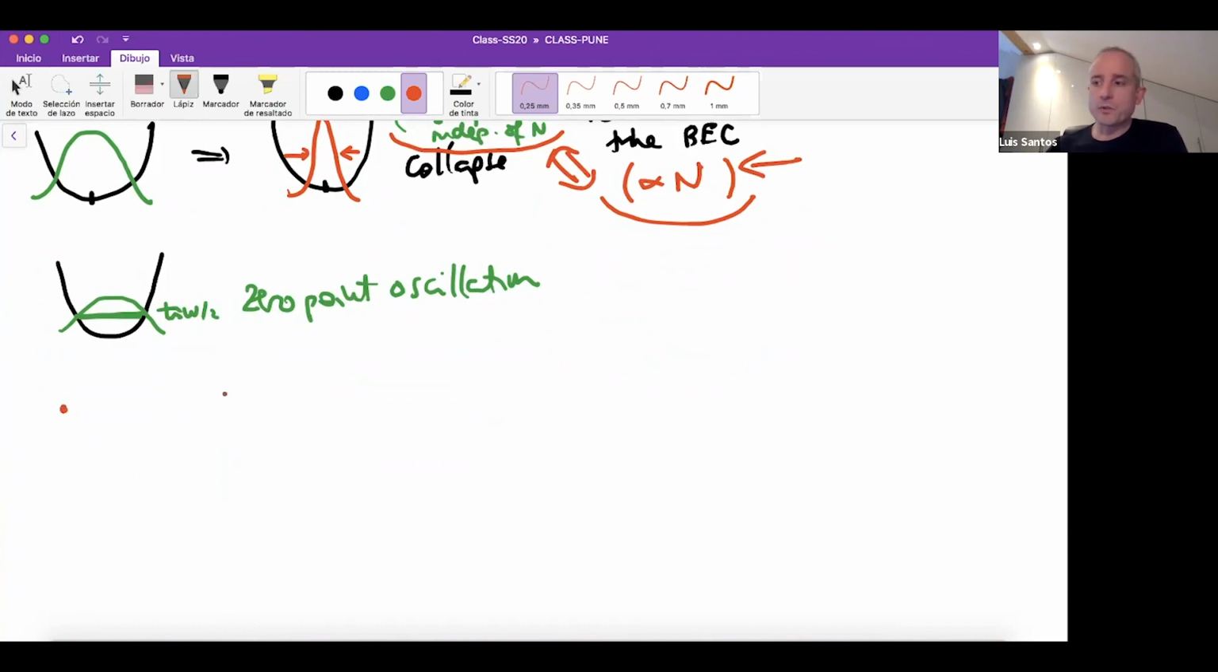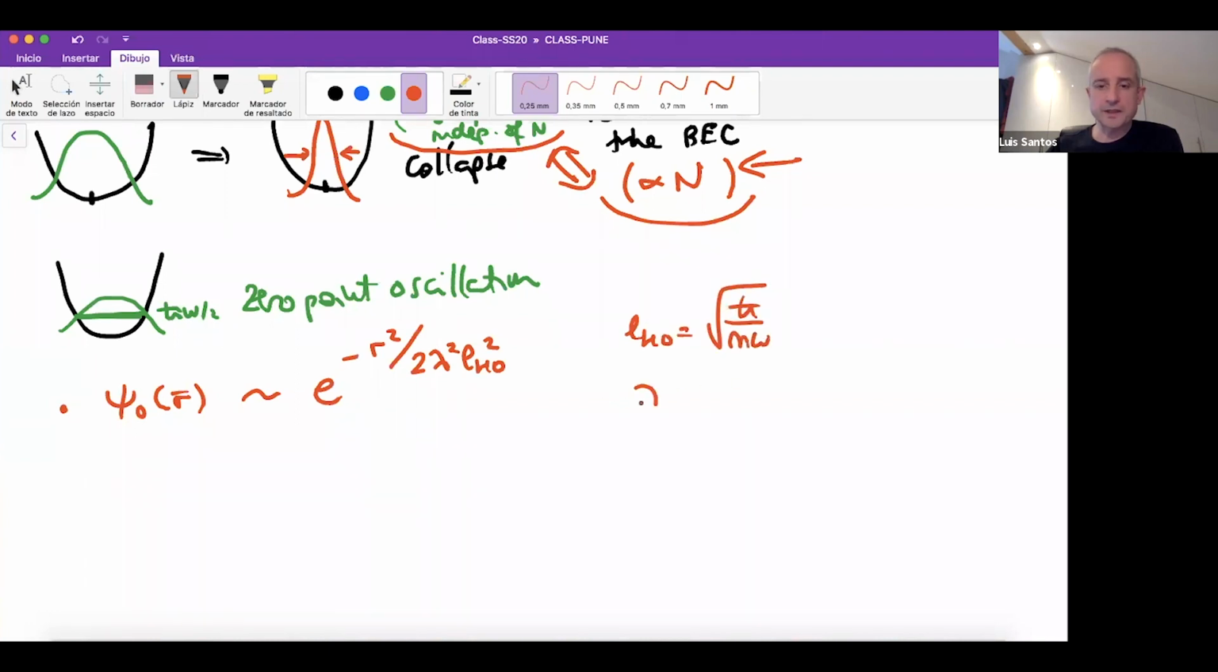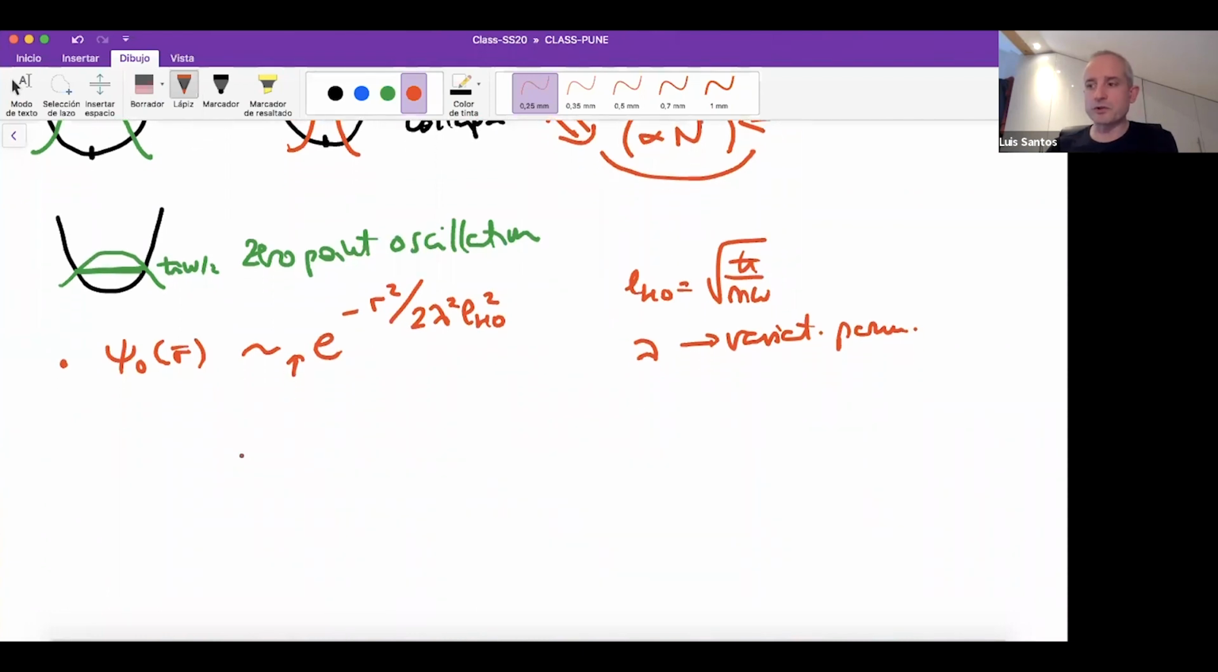In order to see this, one can do something very simple, which is just the following. We will do an ansatz, which is of the following form. I will skip here all the factors. It's basically a Gaussian ansatz. I take a Gaussian ansatz for the wave function of the condensate, which I will write like this. This H0 is the harmonic oscillator length, and this lambda is a variational parameter. There are here some prefactors for normalization and so on, which I will not discuss.